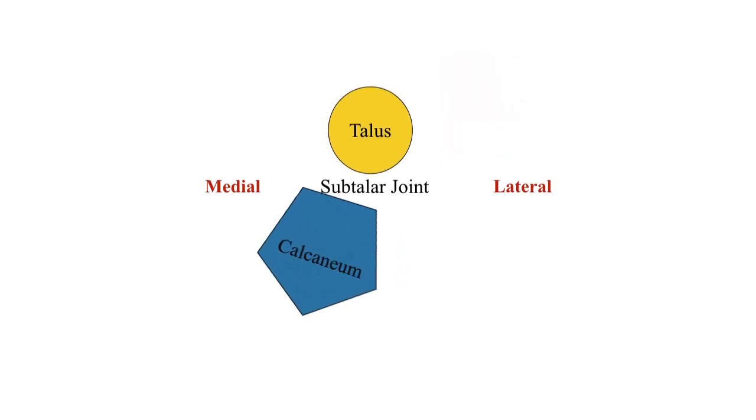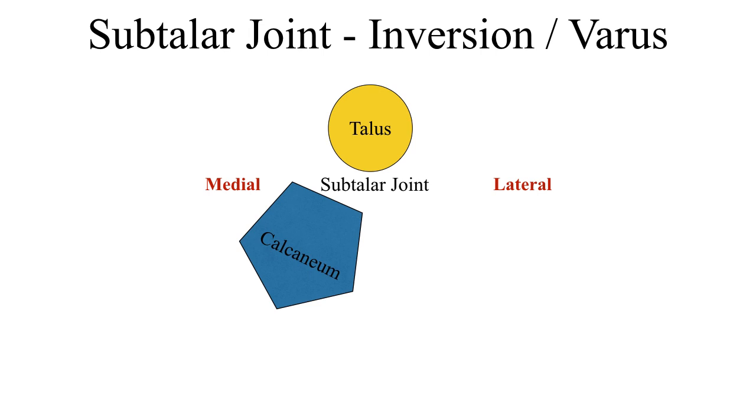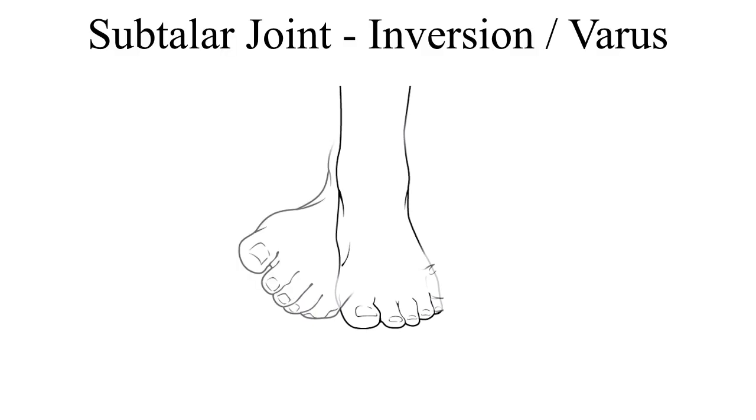Now, this movement of the calcaneum towards the medial side underneath the talus is called inversion or otherwise called varus. So the medial movement of the calcaneum below the talus is called inversion or varus, which occurs in the subtalar joint. Now, coming to the description, this is the normal picture of the leg and the foot, and any movement towards the medial side is called inversion or varus, and this occurs in which joint? Yes, it occurs in the subtalar joint.